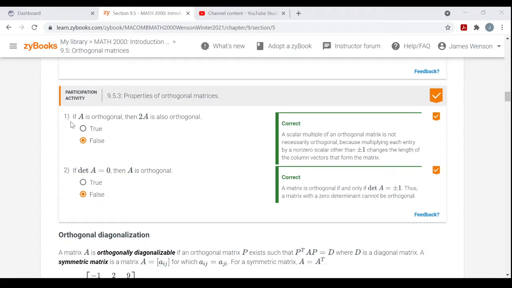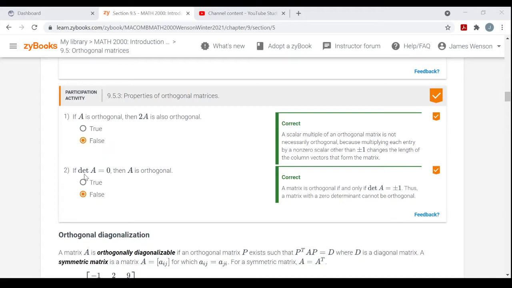How about these? If A is orthogonal, then 2A is also orthogonal. Well, remember, if A is orthogonal, that means the determinant will be 1 or negative 1. It has to be one of those two. If you multiply a matrix by a scalar, remember how that affects the determinant. 2A multiplies every single row by 2, which would multiply the determinant by 2 n times, whatever the number of rows is. So the determinant of 2A would not be 1 or negative 1, so it can't be orthogonal. That's why this is a false statement.